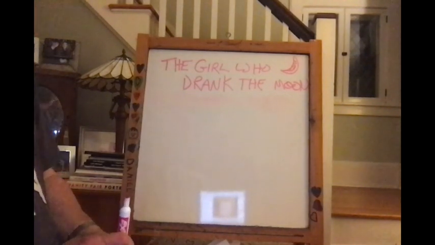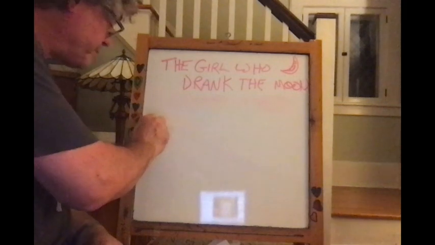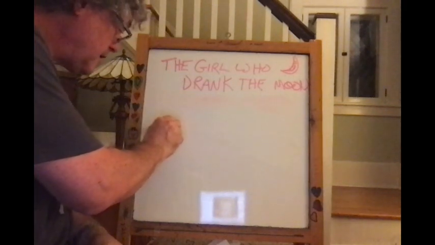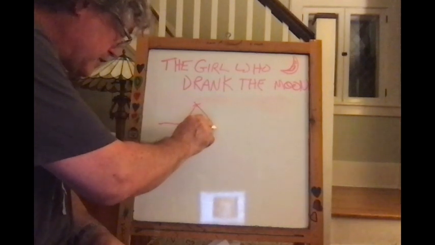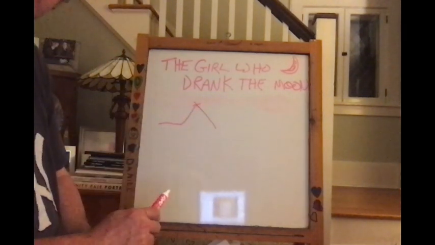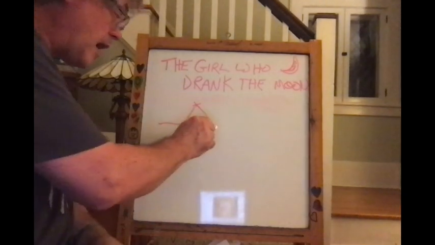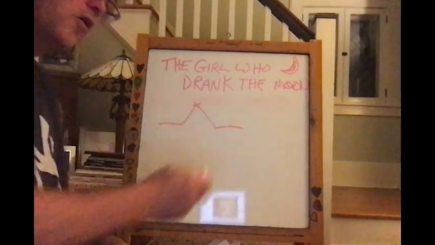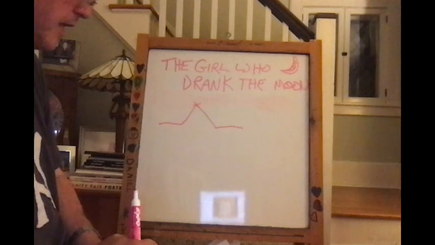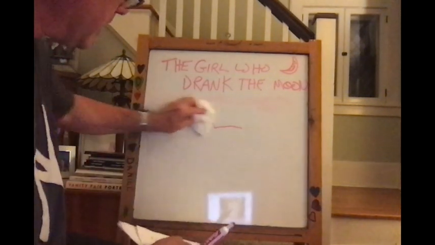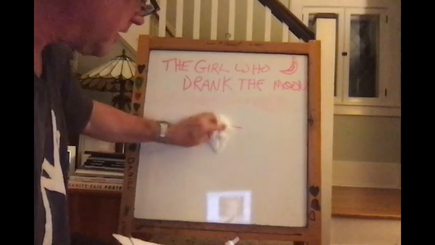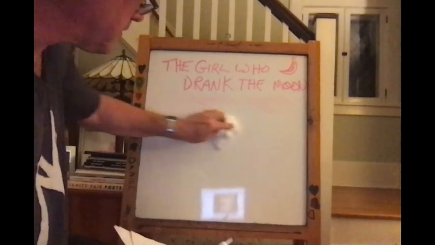Sophie? Exposition, rising action, climax, falling action, and denouement, where all is revealed. The story ends. Very good. All right. So today we're going to talk about a couple of the characters.